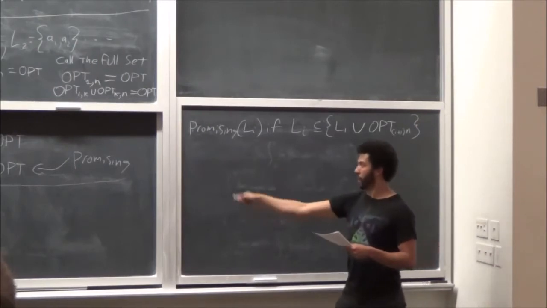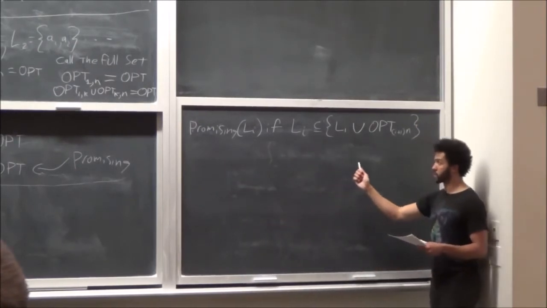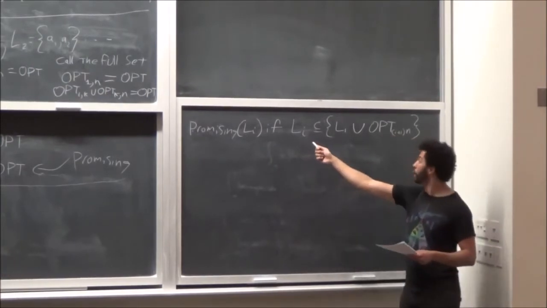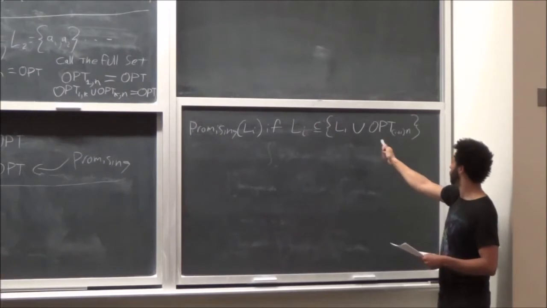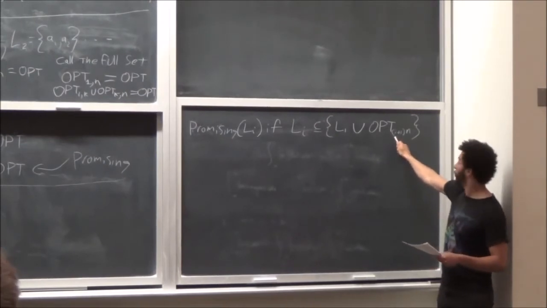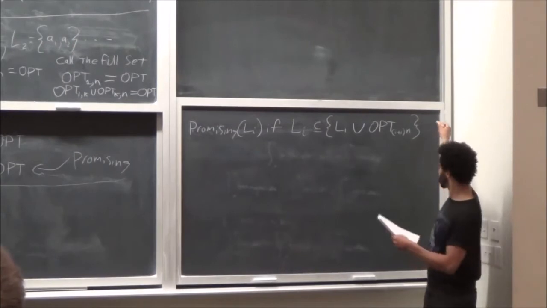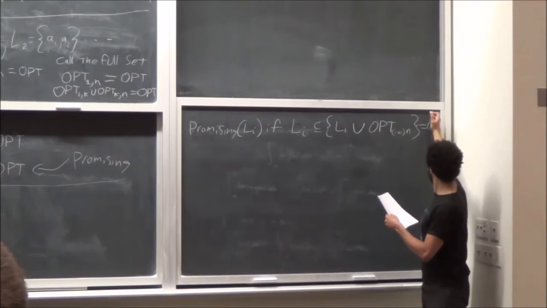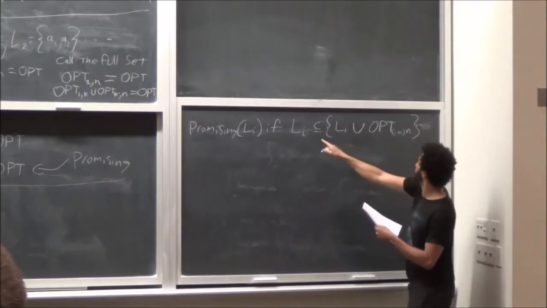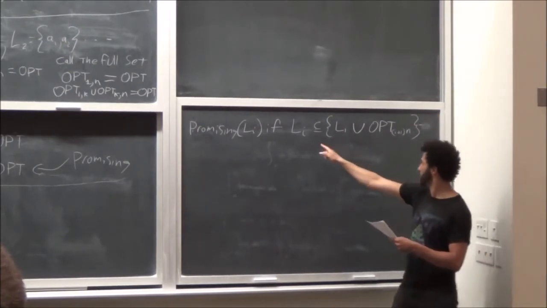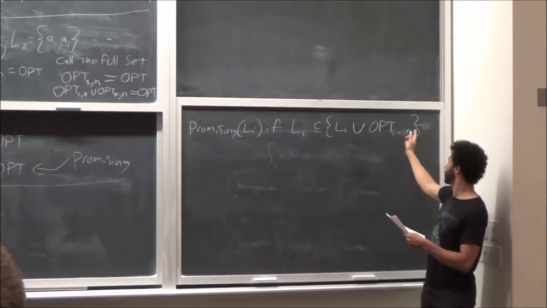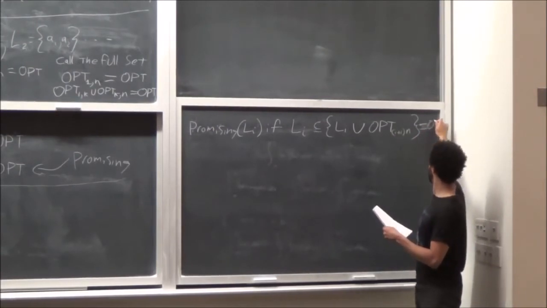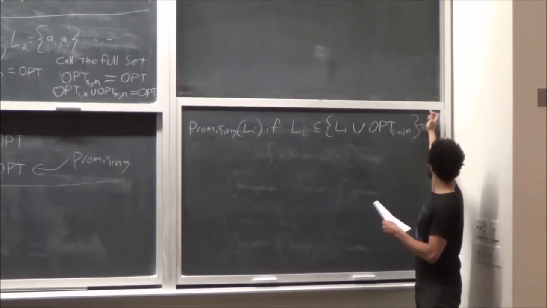So I've built up this weird language over here with you guys, just so I can say this. I want to say that something's promising when the current set that we have at Li, if we take its union with the optimal set from i plus 1 to n, turns out to be a subset of this set union the optimal set, and that this equals OPT. We kind of know that, but I'm going to say it anyway.